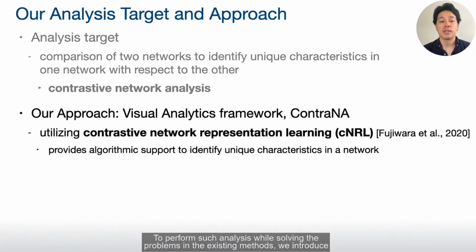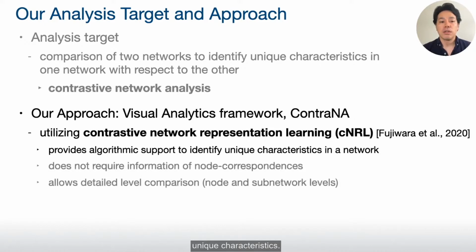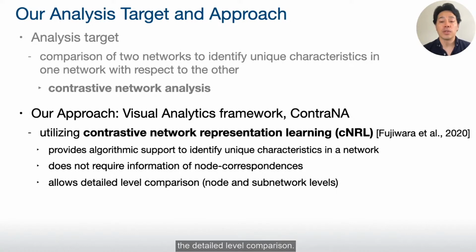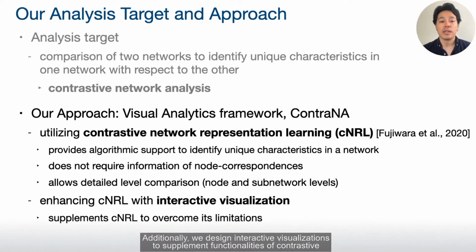To perform such analysis while solving the problems in the existing methods, we introduce a visual analytics framework, Contrana. We integrate contrastive network representation learning into Contrana in order to provide algorithmic support to identify the network's unique characteristics. This approach does not require the information of node correspondences, and it also allows the detail level comparison. Additionally, we design interactive visualizations to supplement functionalities of contrastive network representation learning. I will explain the details of these 2 points.